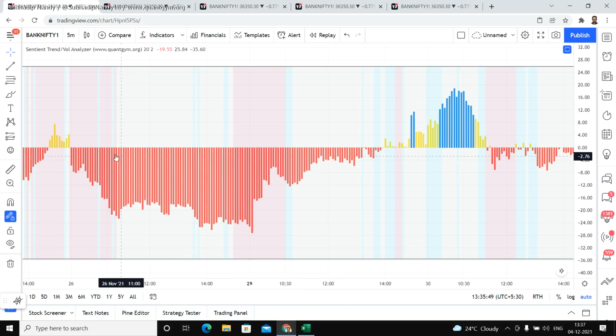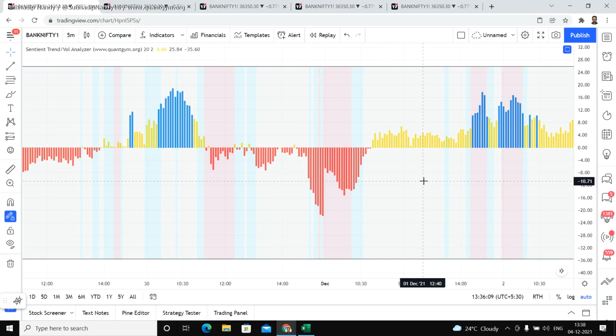If this histogram is red, below 0 and going down, this is basically a very bearish market. You should be looking for shorts. If it is blue and going up, it's basically a strongly bullish market. You should be expecting the market to go up. If it's yellow, it's kind of neutral. There is no trend.